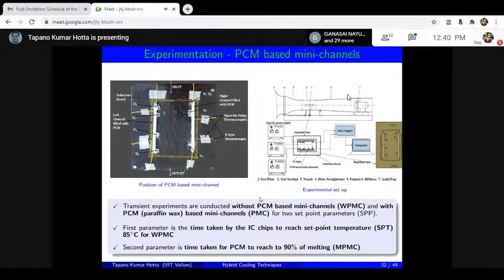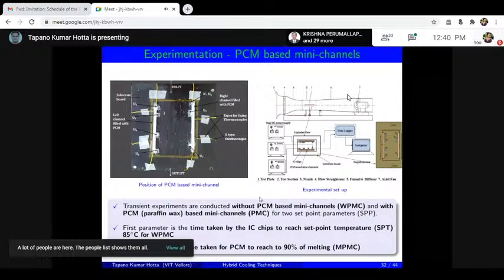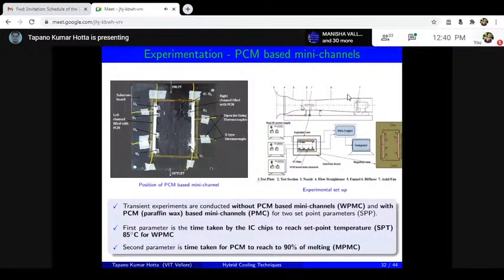So two parameters now. One is the parameter to reach 85 degrees centigrade. Second is the parameter to reach 90% melting. For two cases, without a PCM based mini channel as well as with a PCM based mini channel. This experimental setup we have developed in our laboratory, using a wind tunnel as well as these PCM based mini channels.